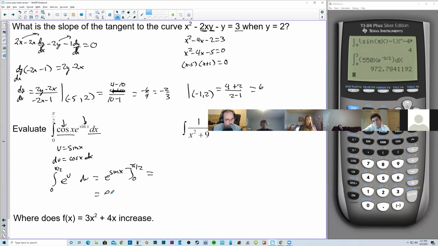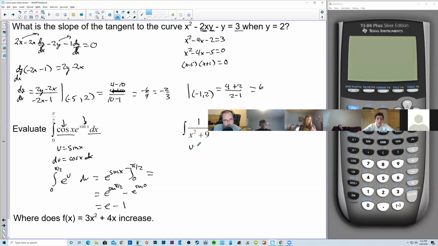So e to the sine of pi over 2 minus e to the sine of 0. Sine of pi over 2 is 1, so that's e to the first. Sine of 0 is 0. E to the 0 is 1, so e minus 1 on that one. Now, hopefully this u substitution stuff is, you're sitting there going, well, yeah. This is a review, so hopefully you're thinking this is pretty straightforward. This one, AP loves this one on multiple choice.